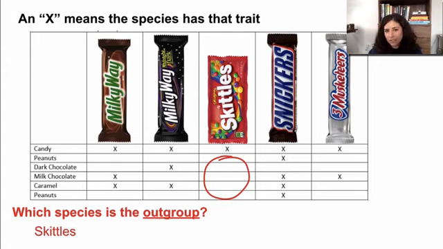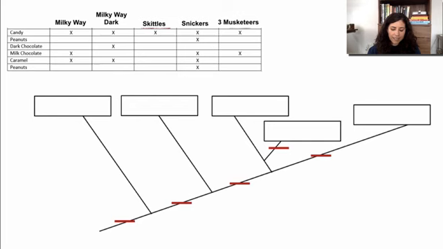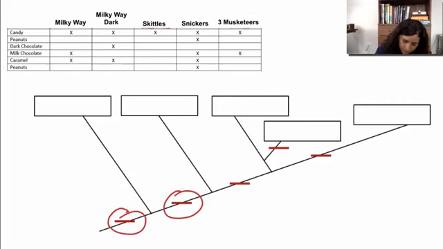Okay, so now we can go ahead and start to construct this cladogram. This is the cladogram template that we are given. So let me walk through what some of this stuff means here. These little red dashes, we're going to want to put traits here.